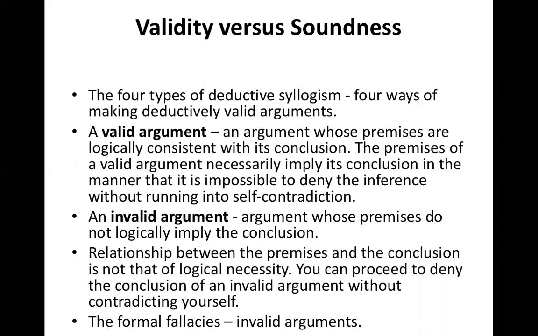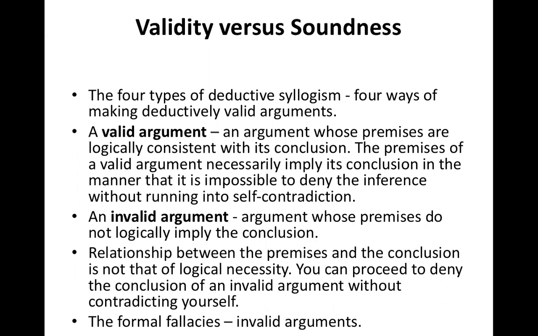Now let's look at validity versus soundness. The four types of deductive syllogism are four ways of making deductively valid arguments: modus ponens, modus tollens, hypothetical syllogism, and disjunctive syllogism. A valid argument is an argument whose premises are logically consistent with its conclusion. The premises of a valid argument necessarily imply its conclusion, so it is impossible to deny the inference without running into self-contradiction. You cannot deny any of the four valid arguments unless you want to contradict yourself.